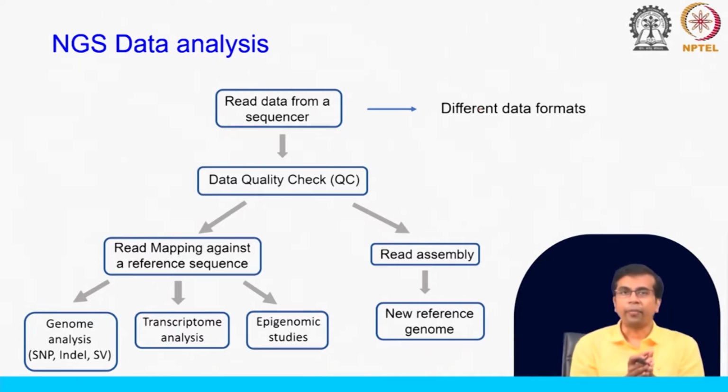Once you have done read mapping, this read mapping is required for a lot of different types of analysis. For example, if you are interested in genome analysis, for example, you are looking for genetic variations or structural variations, single nucleotide polymorphisms, you will do this genome analysis, and the first requirement is the read mapping. You can also be interested in measuring expression level of mRNAs or genes, and we will do something called transcriptome analysis, and the first step is again read mapping. And then finally, for epigenomic studies also you need to do read mapping.